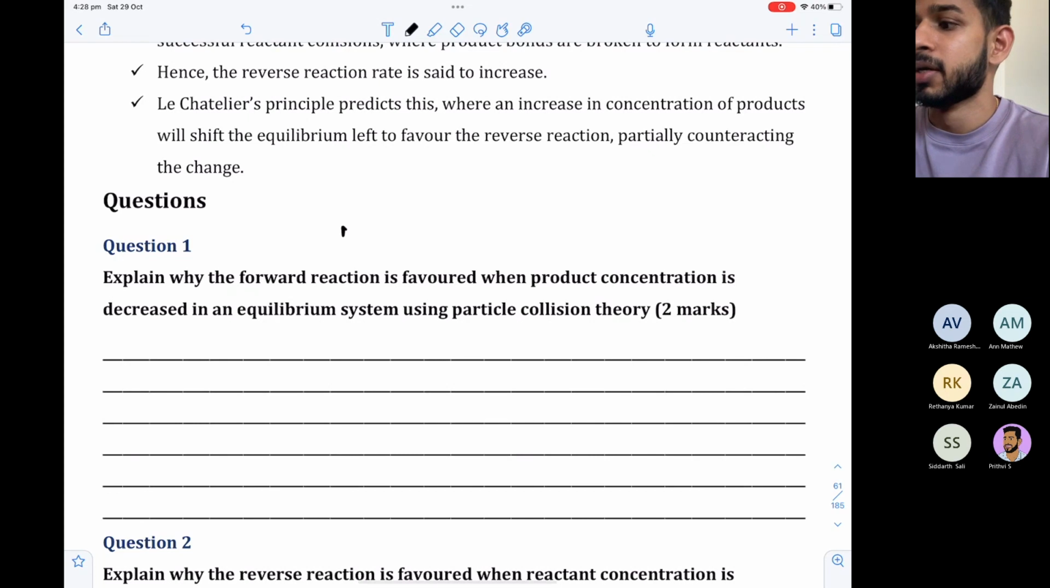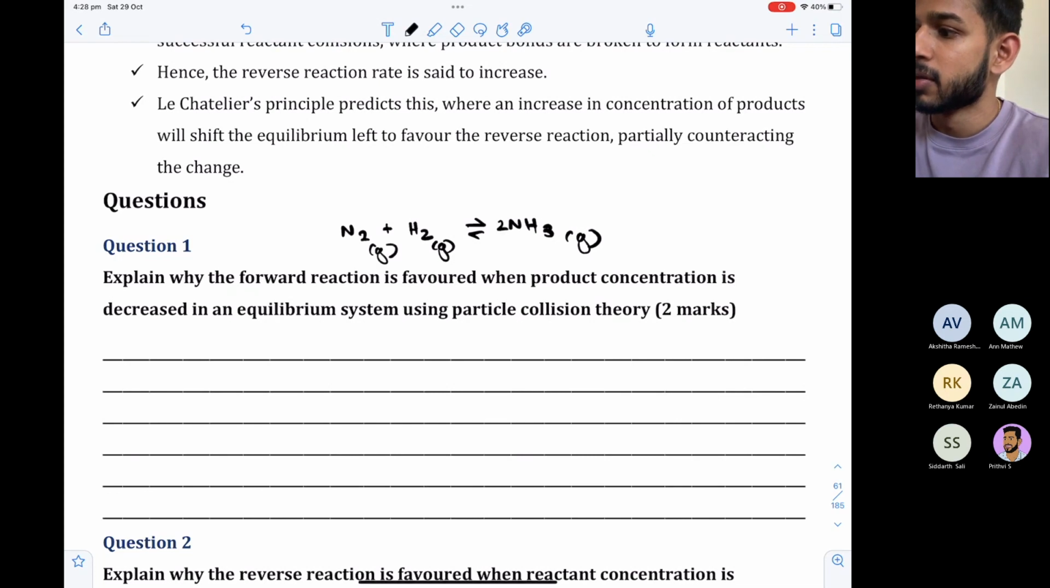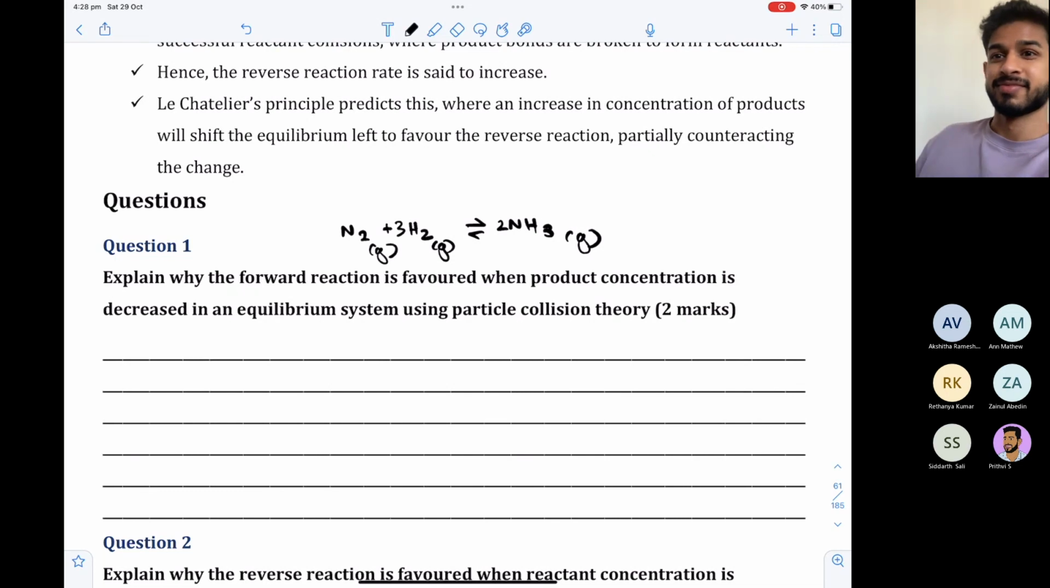What's the name of this reaction? This one that I'm writing up for us. It's a very famous reaction. Anyone? It's ammonia. Yeah, do we know what the name of this reaction is?